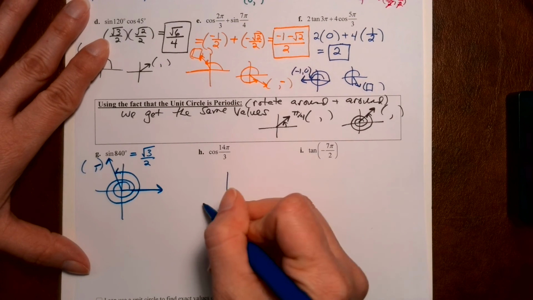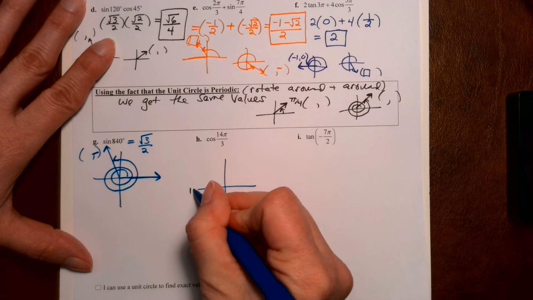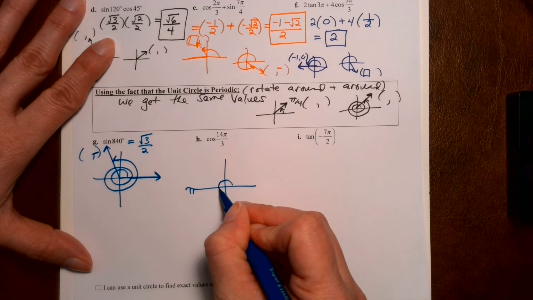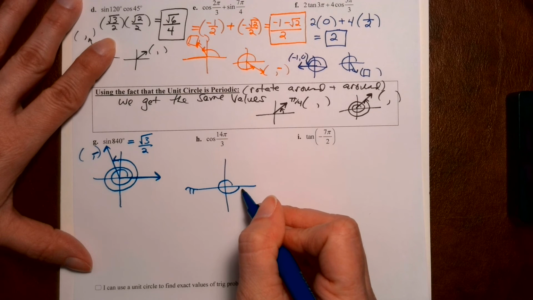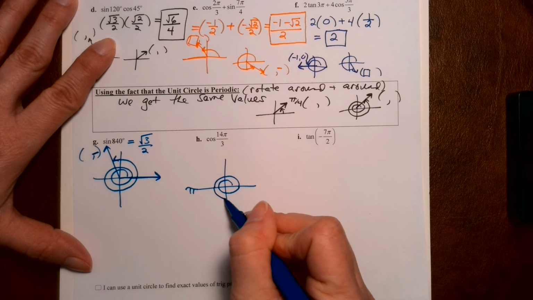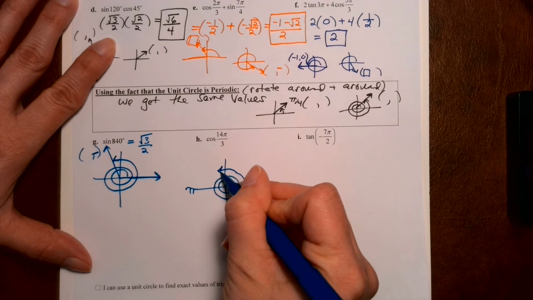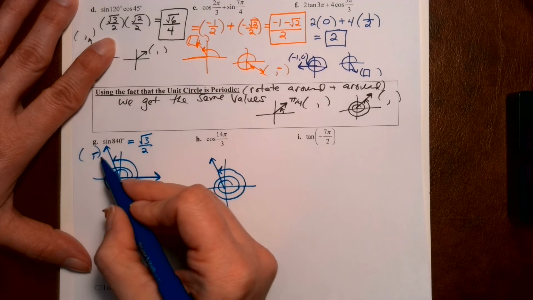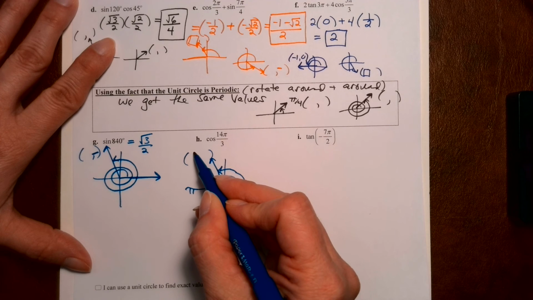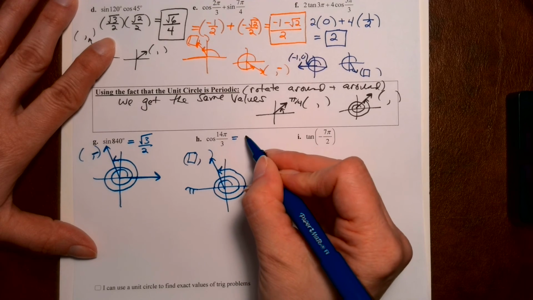Let's try another one. Where is 14 pi over 3? Okay, so the radian ones are actually easier. We don't have to subtract as much. Pi is 3 out of 3, plus another 3 is 6 out of 3. 7, 8, 9 out of 3. 10, 11, 12 out of 3. 13, 14. Okay, so we're at that high angle again, very similar to this one. Cosine value up here. Cosine value is -1/2.